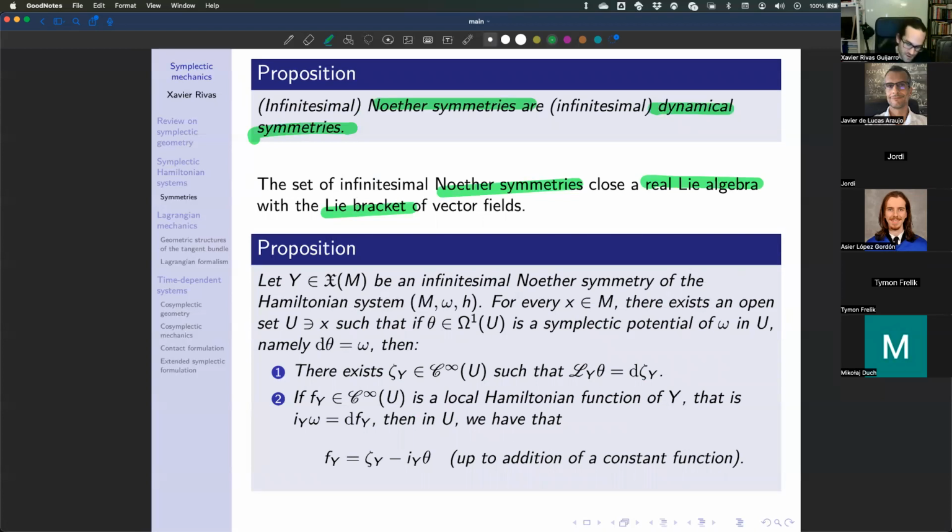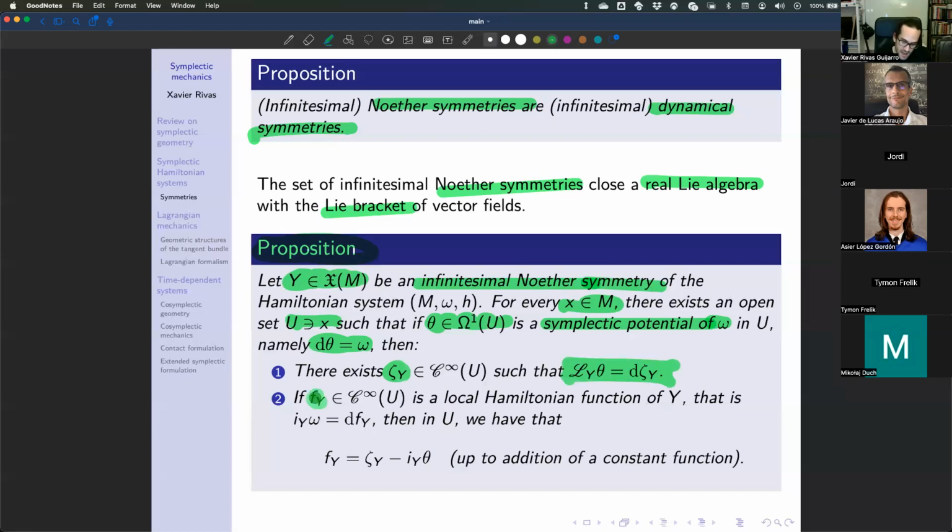Okay. Now, first result. This is a proposition, but it's more like a lemma because this will be useful to prove Noether's theorem. If we have a vector field Y which is an infinitesimal Noether symmetry of a Hamiltonian system, for every x there's an open neighborhood around it, and a one-form in that neighborhood. There exists a neighborhood such that if theta is a symplectic potential of omega, this symplectic potential always exists locally because the symplectic form is closed, so locally it is exact by Poincaré's lemma. So this symplectic potential, we can always find it, satisfies this thing here. Then in this situation, there always exists this function theta_Y satisfying this.